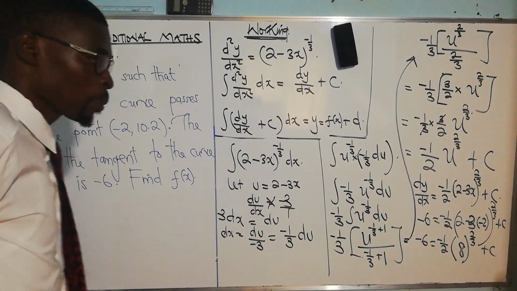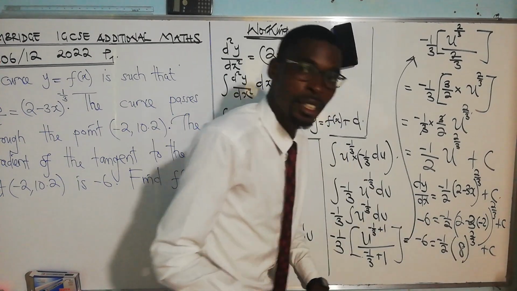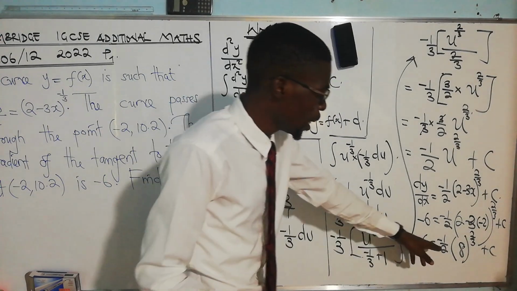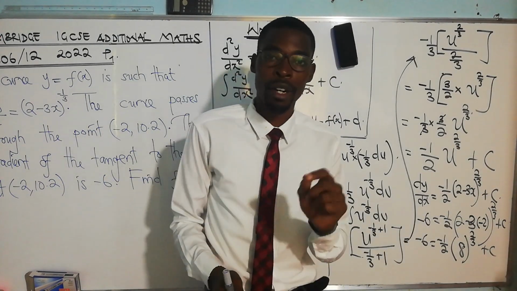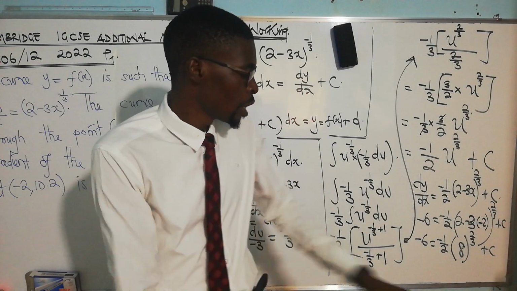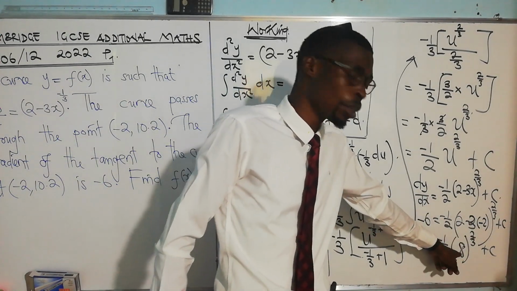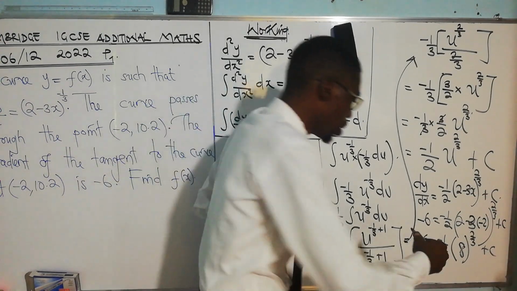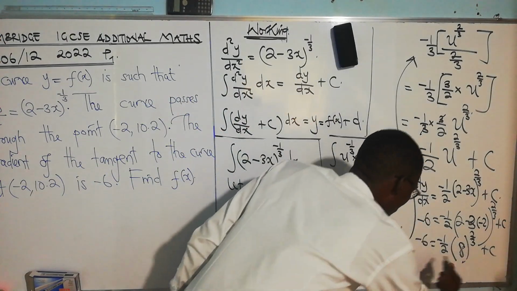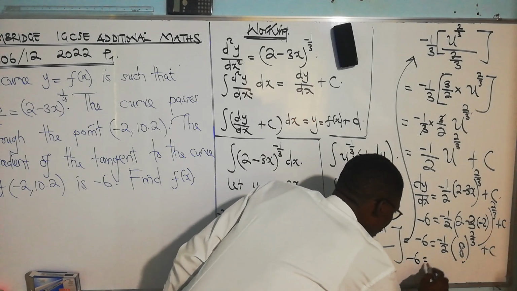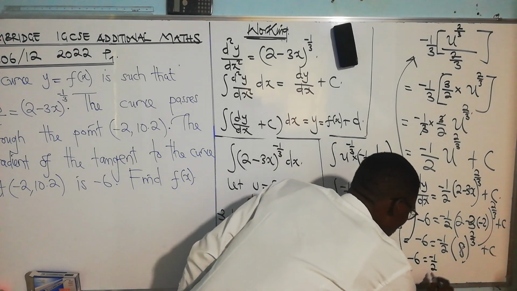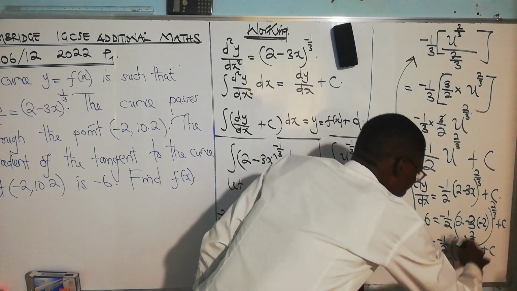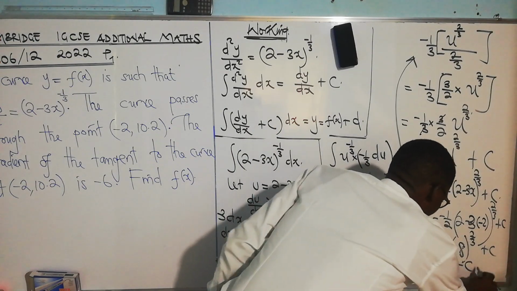So, we now have this here, where we have negative 6 being equal to negative 1 over 2 times 8 to the power 2 over 3. Now, 8 to the power 2 over 3 will give you the cube root of 8 to the power 2. The cube root of 8 is 2, and to the power 2 will get 4. So, what we are going to have here is a 4. So, we have negative 6 being equal to negative 1 over 2 times 4, because 8 to the power 2 over 3 is 4, then plus c.